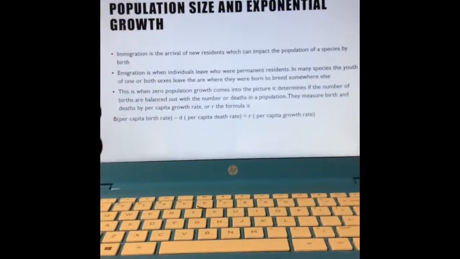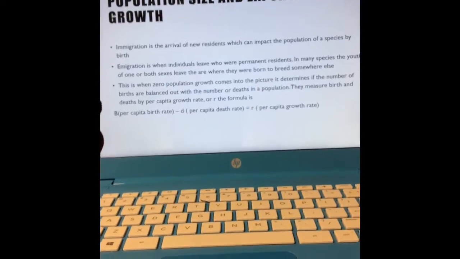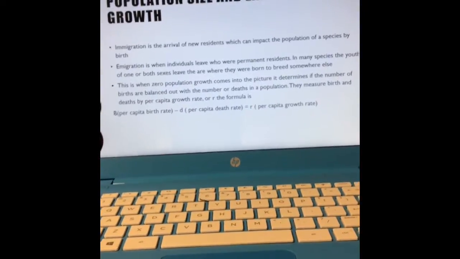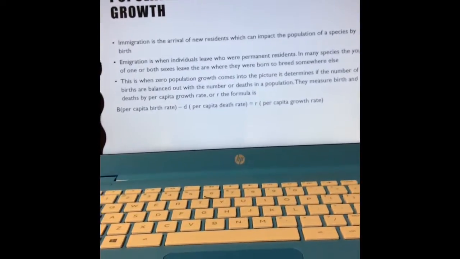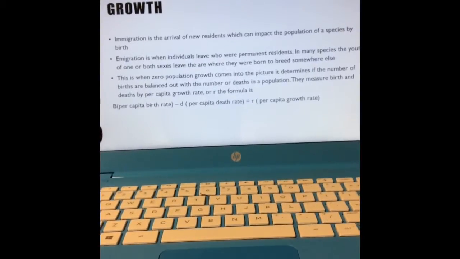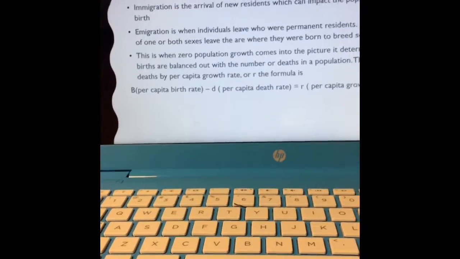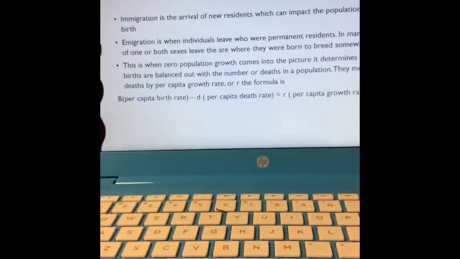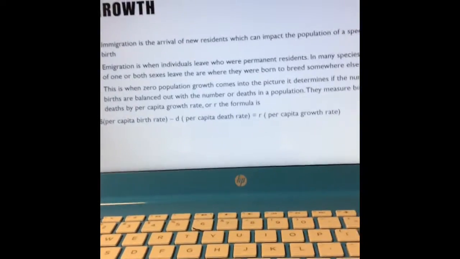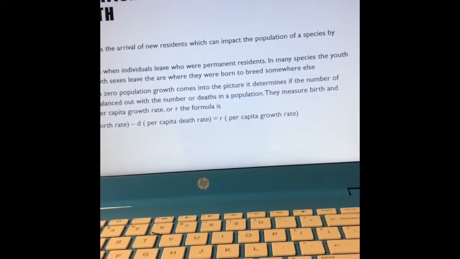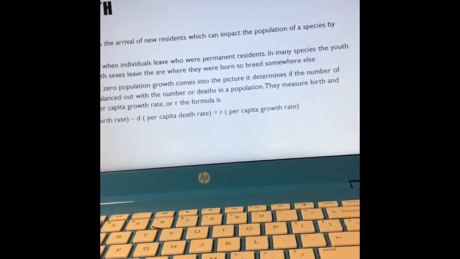And this is when zero population growth comes into the picture. It determines if the births will balance out with the number of deaths. They measure this by the per capita growth rate. The formula for that is B, which is the per capita birth rate, minus D, which is the per capita death rate, and it equals r, which gives you the per capita growth rate.